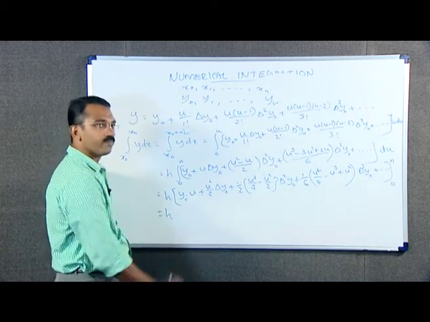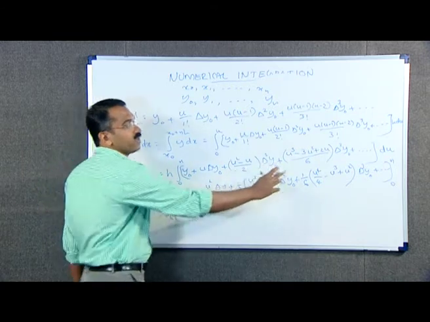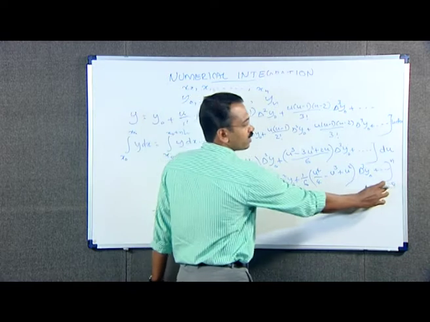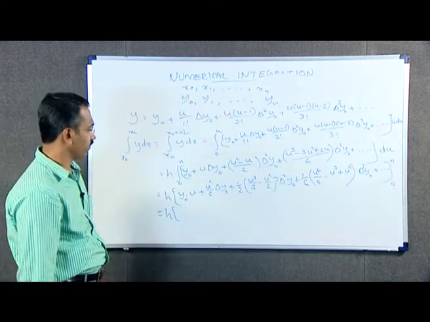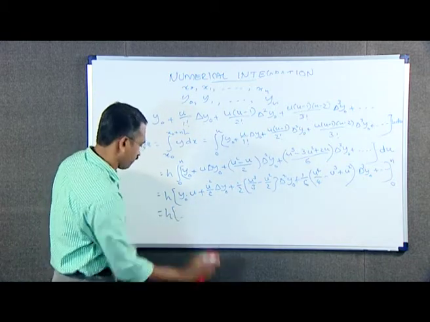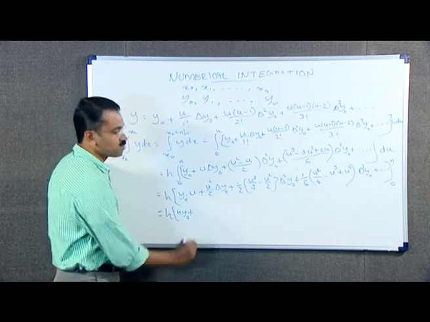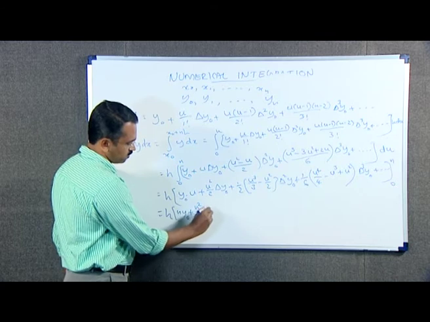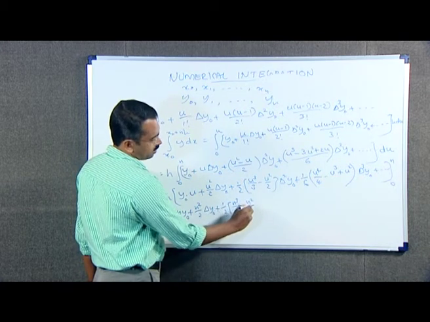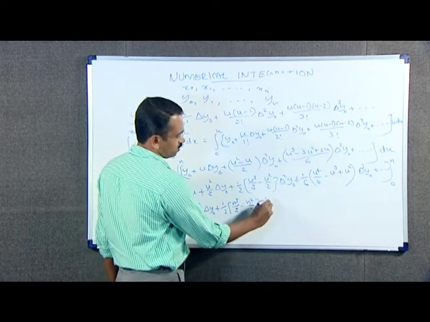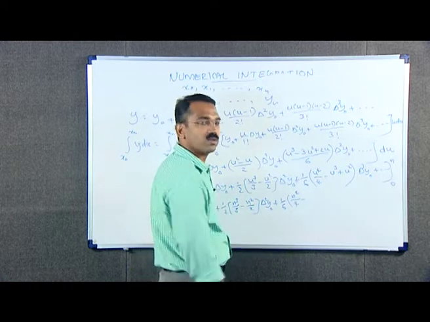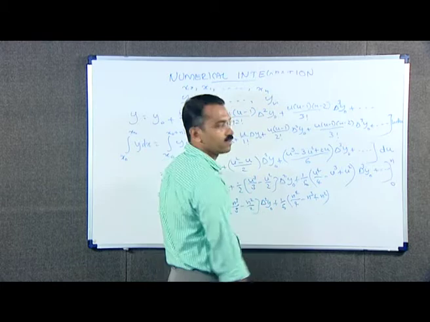That is equal to h into n y naught. If we apply the upper limit n, we get all the terms containing u. If we use the lower limit 0, all the terms become 0. Therefore, using the upper limit, we get n into y naught plus n square by 2 into delta y naught plus 1 by 2 into n cube by 3 minus n square by 2 into delta square y naught plus 1 by 6 into n raised to 4 by 4 minus n cube plus n square into delta cube y naught.